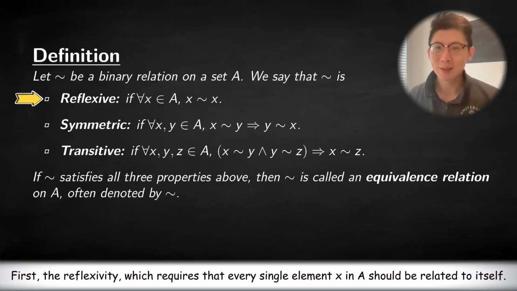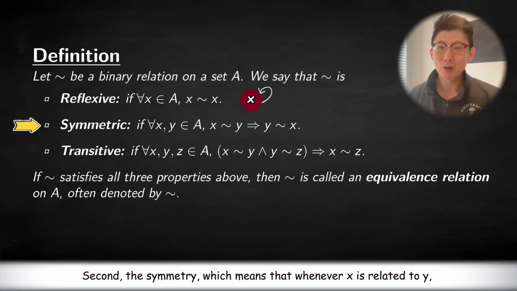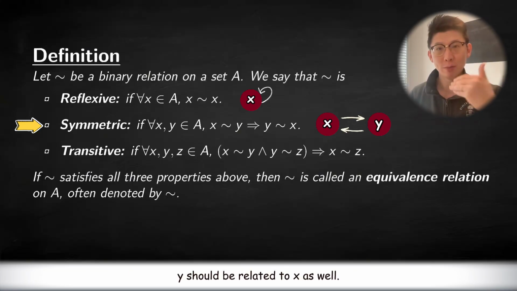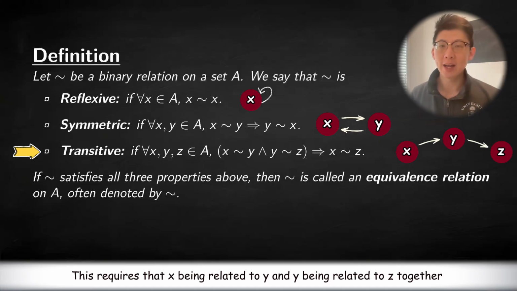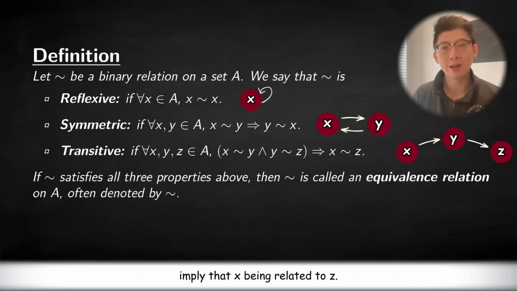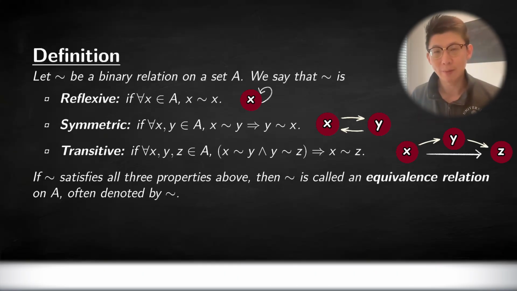First, the reflexivity, which requires that every single element X in A should be related to itself. Second, the symmetry, which means that whenever X is related to Y, Y should be related to X as well. Third, the transitivity. This requires that X being related to Y and Y being related to Z together imply that X being related to Z.